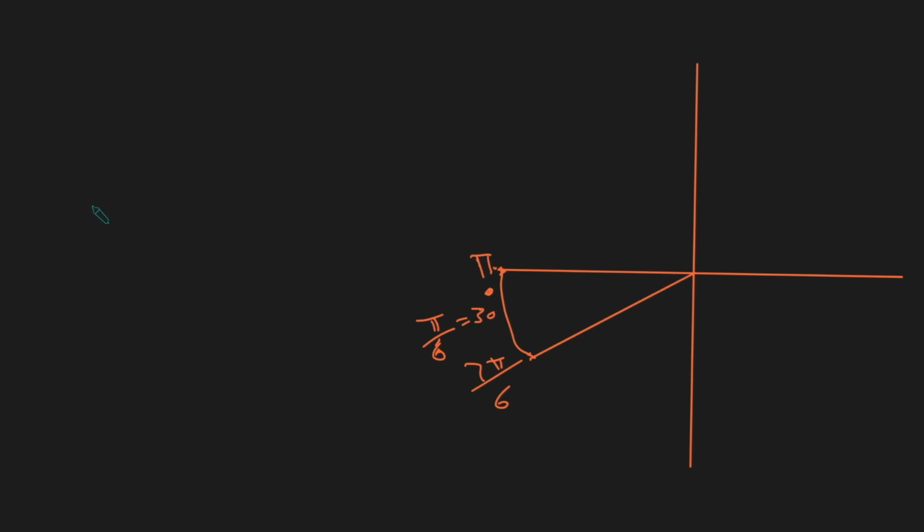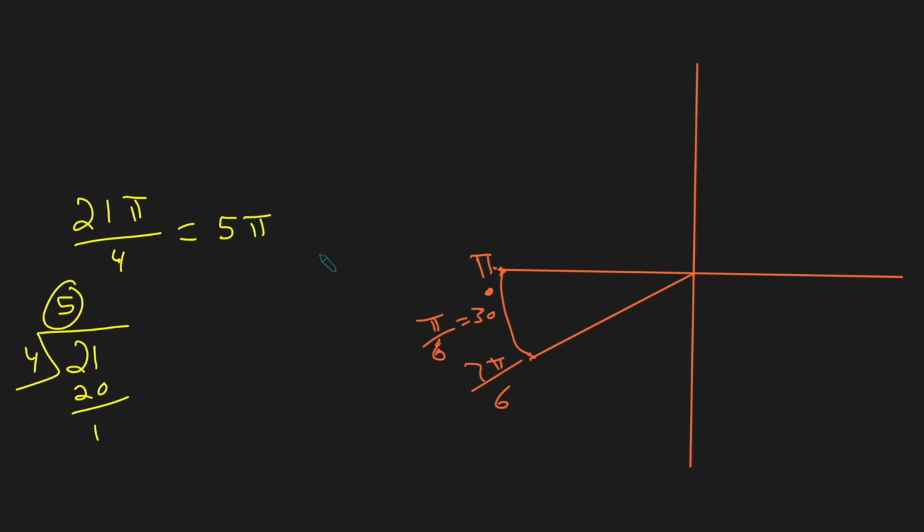Let's try something a little bit more complicated, or at least it seems like it. Let's do 21 pi over 4. Again, if you want to multiply by 180 and divide by 4, you can. You're going to have a big number. The easiest way to do this is just go ahead and take 21, divide that by 4, gives you 5, 20, you have 1. That means a pi over 4 left. So actually, 21 pi over 4 is really 5 pi plus a pi over 4.